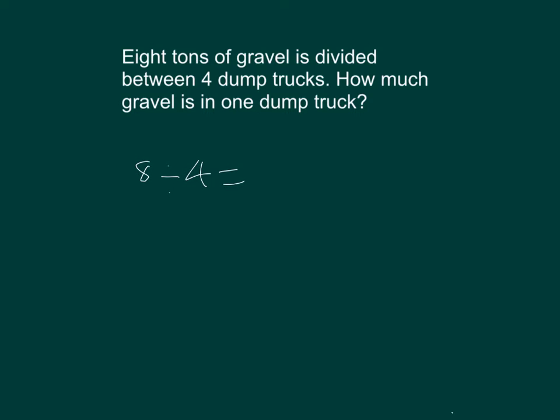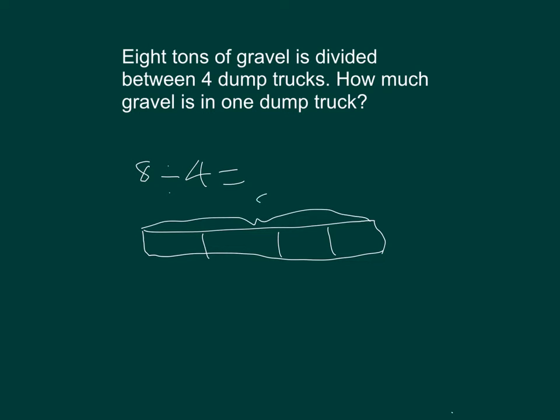Let's model this problem with a tape diagram. We know that 4 units is equal to 8 tons. Four units equals 8. So 1 unit is equal to 8 divided by 4, which equals 2. Each dump truck holds 2 tons of gravel.